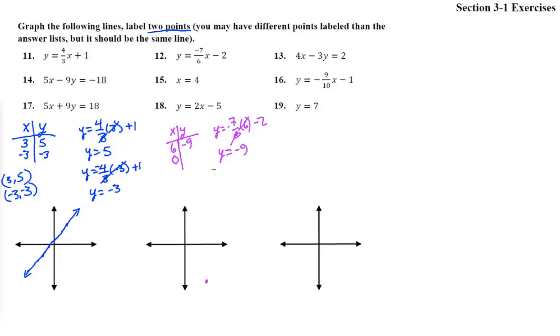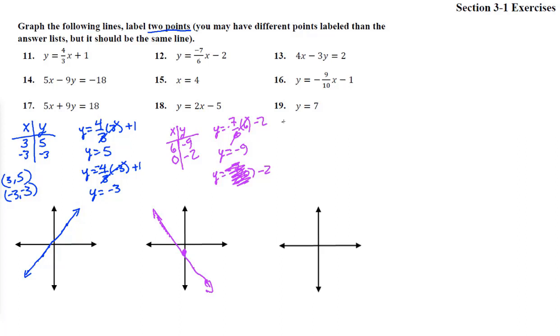Stick a 0 in there and we get y equals negative 7 6 times 0 minus 2. 0 times anything is 0, so y just equals a -2. That was a nice one. Sticking 0 in there is about right there. Oh, I missed it. There we go. We'll just make that dot bigger. Alrighty. So the line looks about like that. And if you were to stick in negative numbers and get the y out, you might get something else along there, but it should be the same line.